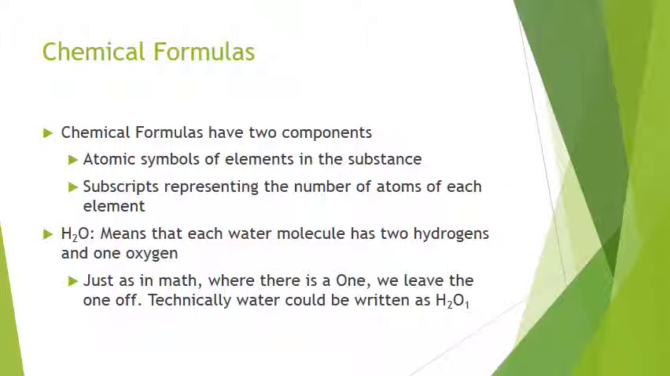Some things about chemical formulas. Chemical formulas have two components. They have a chemical symbol of the element, and then the subscript represents the number of atoms of each of the elements. So H2O means that there's a hydrogen and an oxygen, and there's two hydrogens and one oxygen. Just like in math, if there's a 1, we leave it out. If we didn't, it would be H2O1. But again, like in math, we leave it out, so we write H2O. So if you don't see a subscript, it means there's a 1 there.